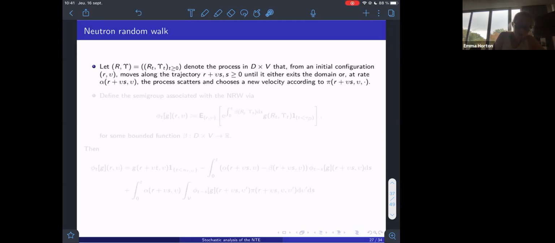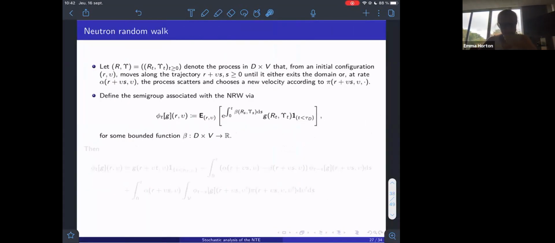And this time, instead of scattering at rate sigma s, it scatters at rate alpha. And I'll define alpha properly later, but let's just say it's some rate alpha that tells me how this process scatters. And when it does so, I have a different probability density from pi s, which I'll call pi. And this tells me how to choose my new velocity when there's a scattering event. And so I just have a single particle that's scattering around the domain until it gets killed on the boundary. So there's no fission in this.